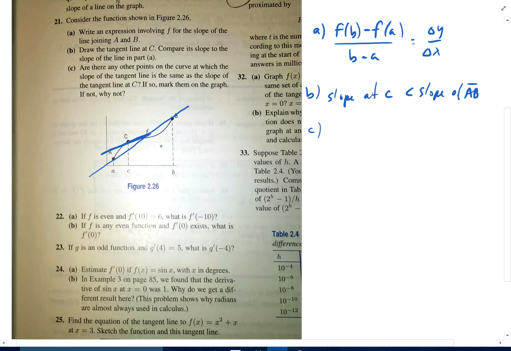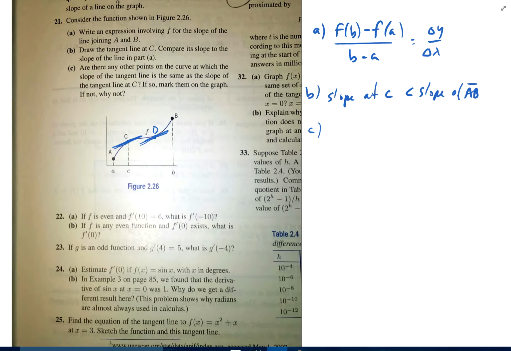Are there, now that I see this problem, I can see what they're getting at. And that's probably the reason I drew it. Are there any other points on the curve where the slope of the tangent line is the same as the slope of the tangent at C? Well, if I draw the tangent at C, it looks like somewhere over here there's going to be another point where those two lines are the same. Okay, so I'll mark it on the graph, call that point D. Alright, does that make sense?